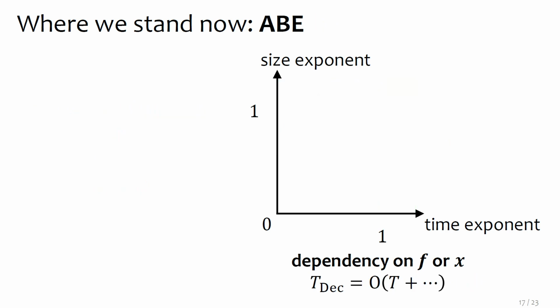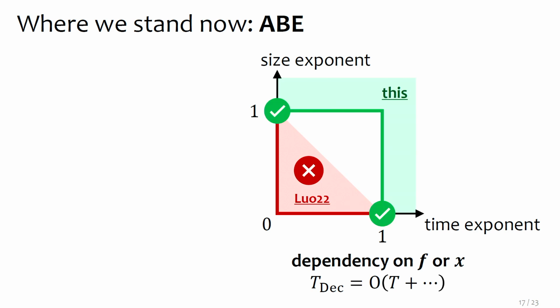And for ABE, the dependency on F and X can also be characterized using this diagram, where we have this triangle area that's shown to be impossible in another work of mine. And then we achieve the two extremes of this triangle, where the size is 1 and the time exponent is 0, or the time is 1 and the size is 0. And this other triangle area remains unknown to us.